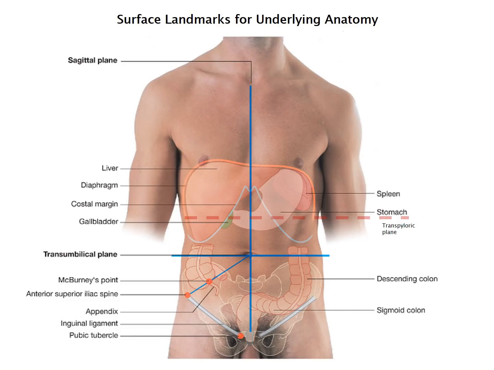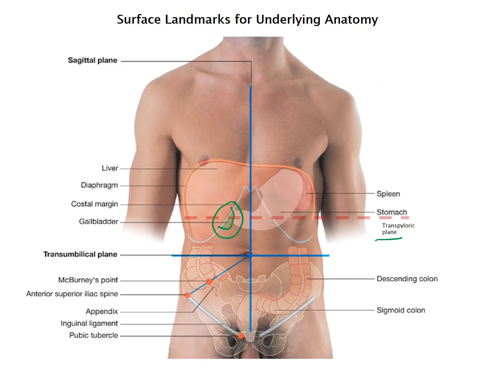Two of the most common general surgery procedures that are performed are cholecystectomies, which is a removal of the gallbladder, and appendectomies, removal of the appendix. As such, I would like to highlight some surface landmarks to help identify where these particular structures are located. The fundus of the gallbladder can be found where the transpyloric plane crosses the right costal margin.